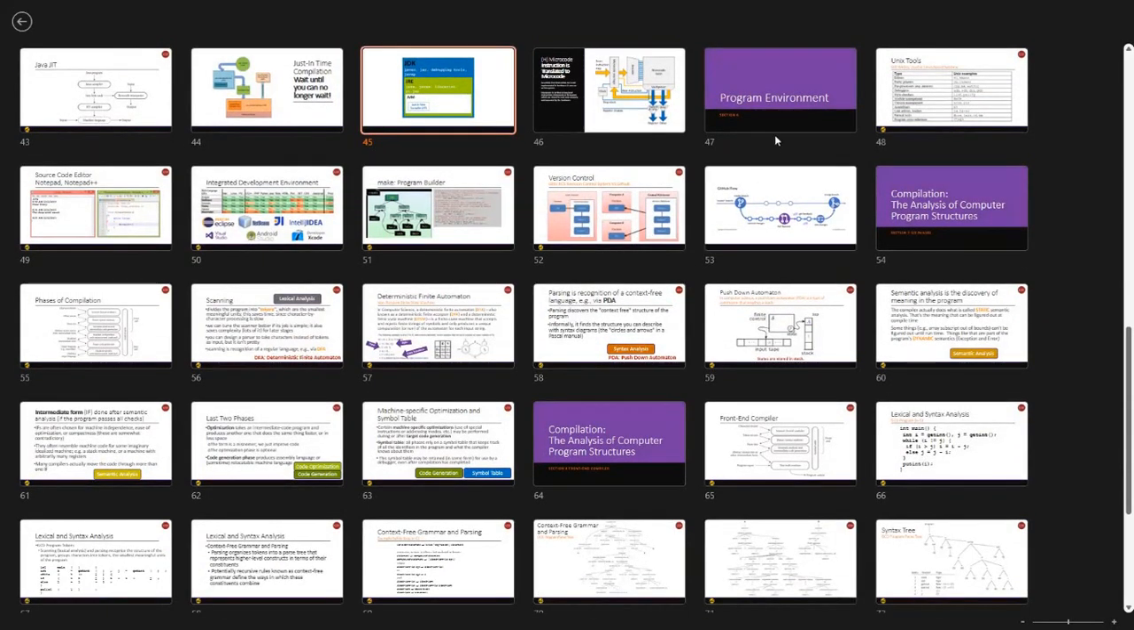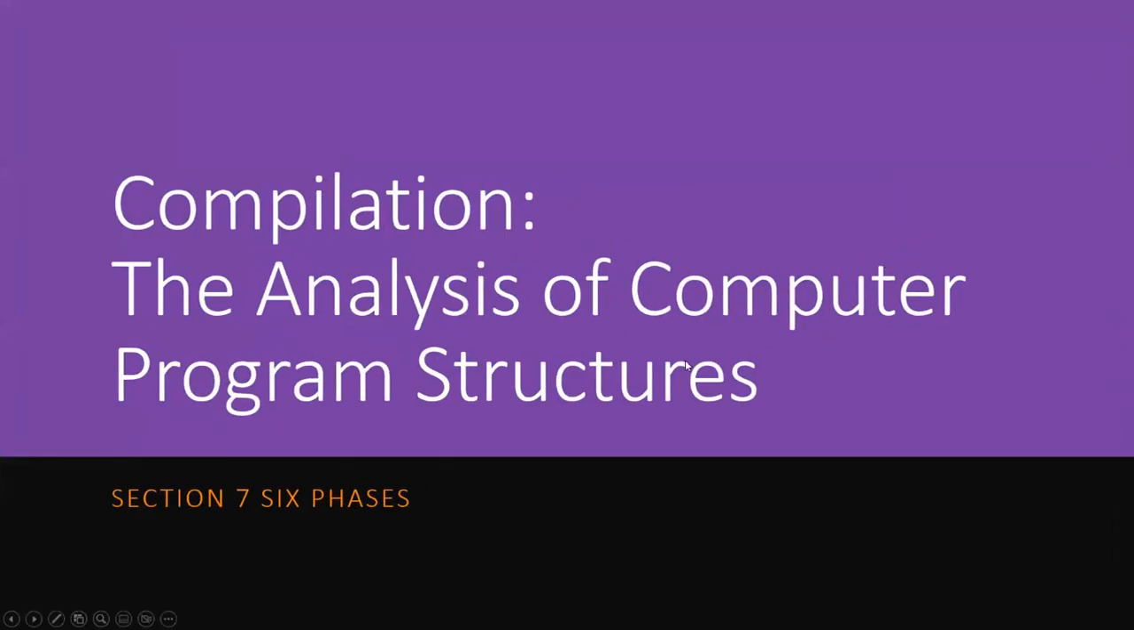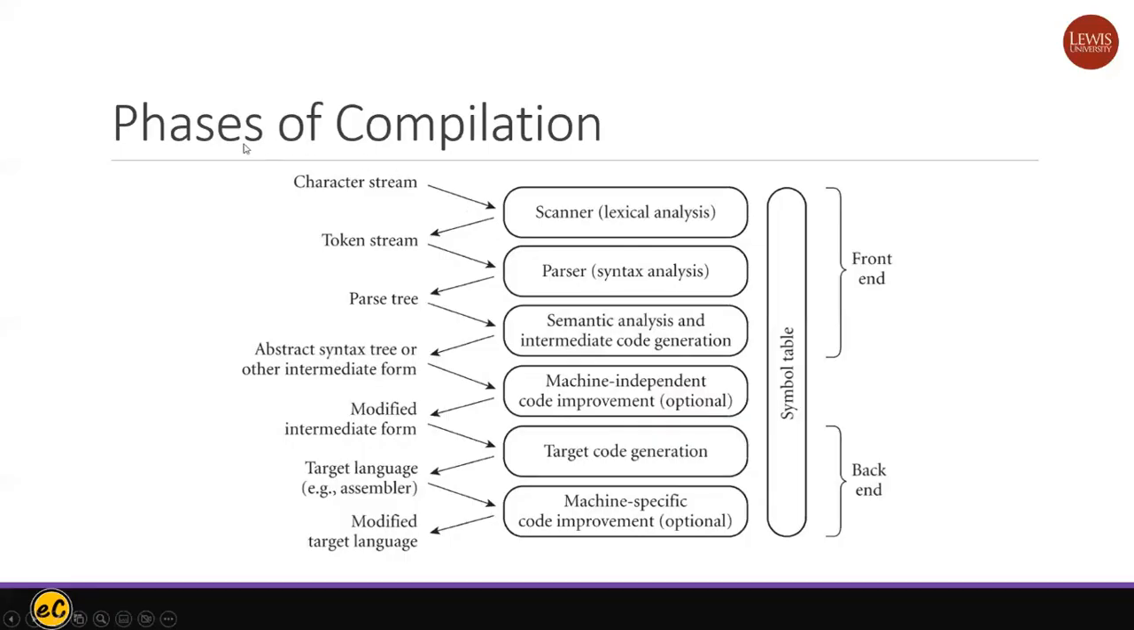So next, we are going to cover the whole compilation process. Okay, so computer programming structure. There are 6 phases of compilation: scanner, parser, semantic analysis, intermediate code, machine independent improvement, target code generation, machine specific code improvement. So basically, scanner, parser, semantic analysis, machine independent optimization, target code generation, machine dependent improvement.